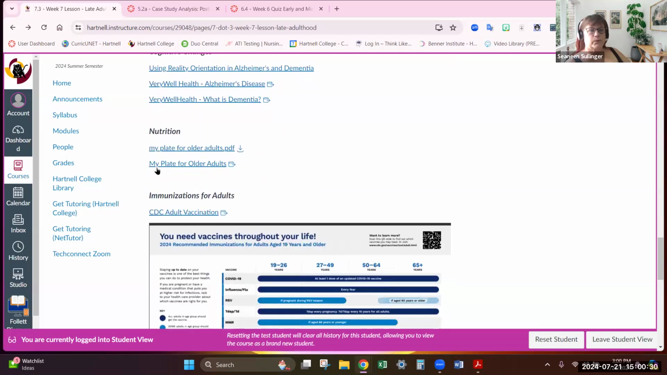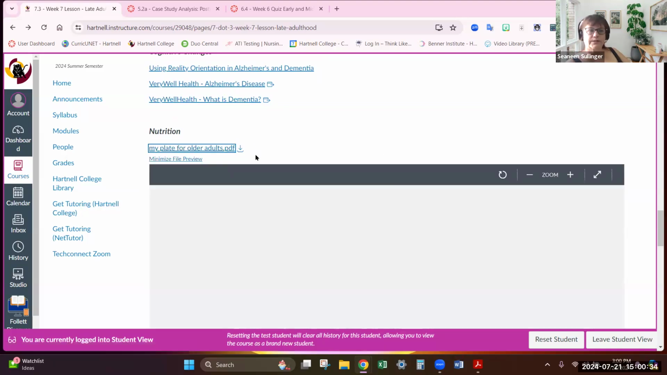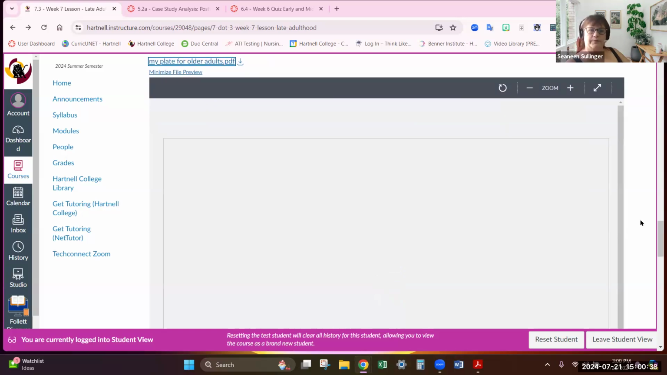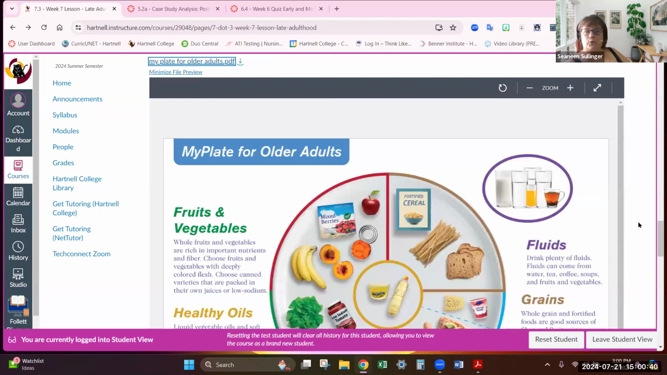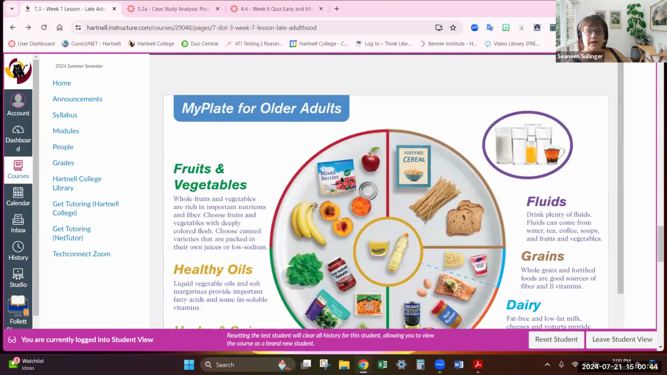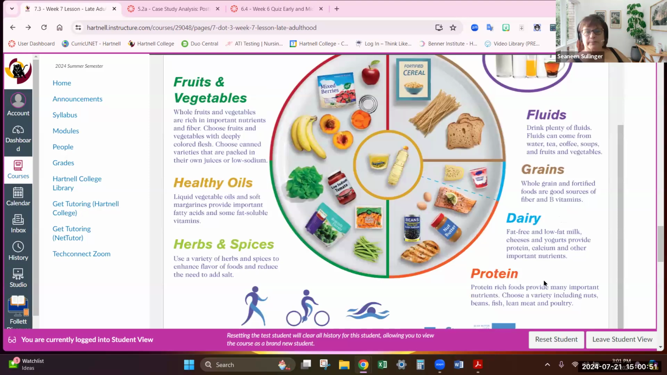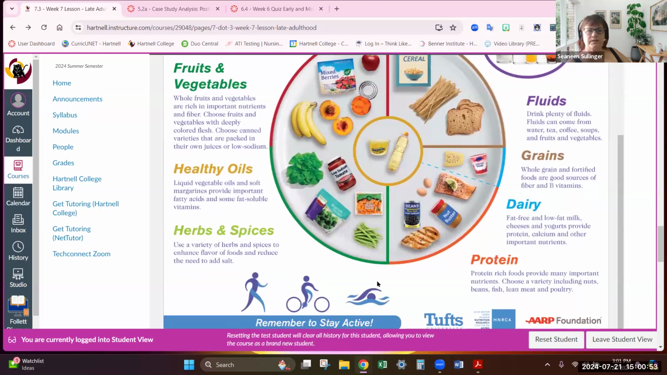So nutrition, what are we going to do about nutrition for the older adult? So this is hopefully a PDF that will load for us. Yay! So My Plate for older adults. Still want to drink plenty of fluids, grains, dairy. It gives you all these proportions of what you want. Grains, dairy, protein. So hopefully they can still exercise somewhat, or some walking would be good.